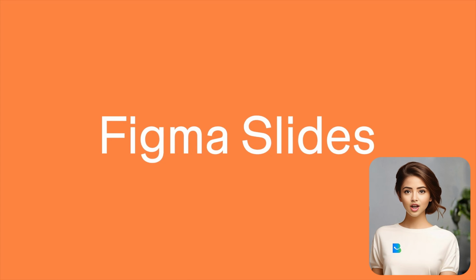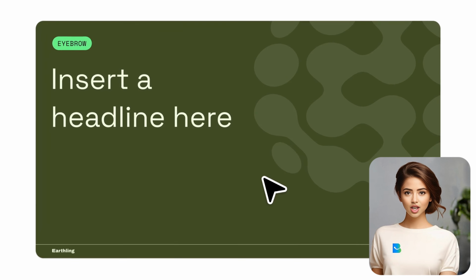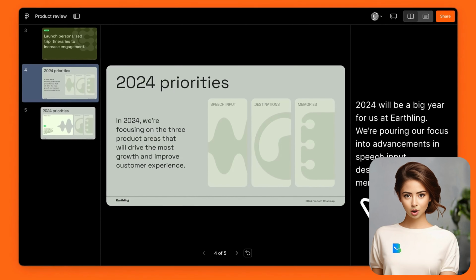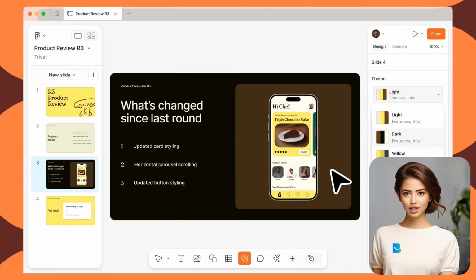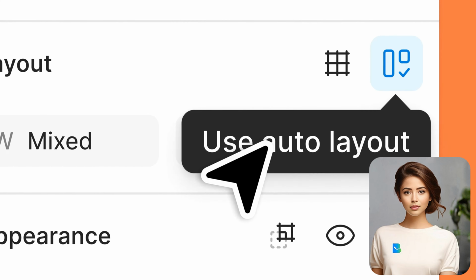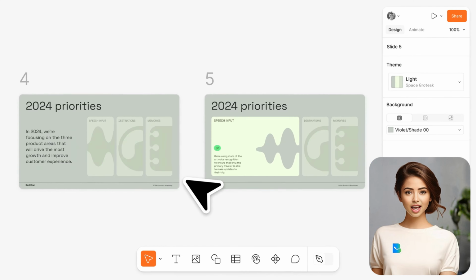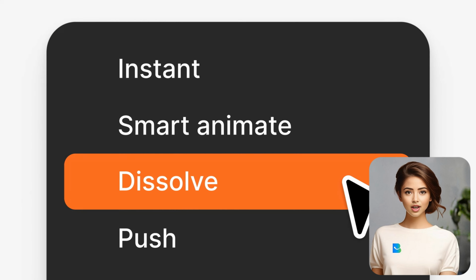Next is Figma Slides, the first presentation tool built for designers and their teams. Figma Slides makes it easy to co-create narratives, engage your audience, and craft impressive slide decks with features like auto layout, advanced properties, and shared libraries. You can even use prototyping options within your slides.